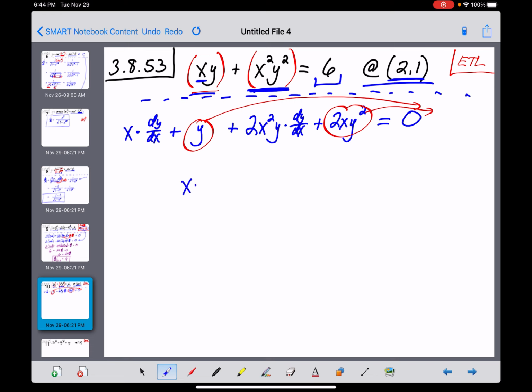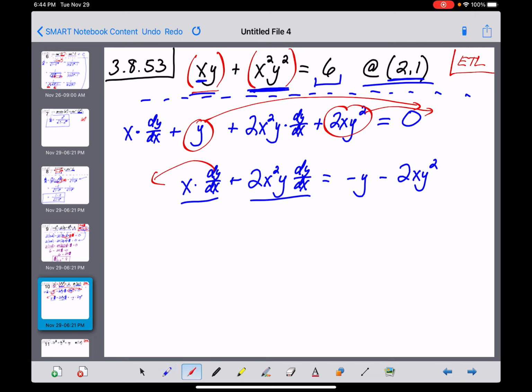So that'll leave me with an x dy/dx, and then a plus 2x squared y times dy/dx equals, and these 2 terms move to the opposite side and they'll both become negative. Negative y minus 2xy squared. Then, I think we've been doing this long enough, guys. You're going to be okay if I do this in one step. I'm going to factor out the dy/dx from these 2 terms. I'm going to bring those out in front here. Okay, and then this one too, with what's left over, I'm going to divide by that.